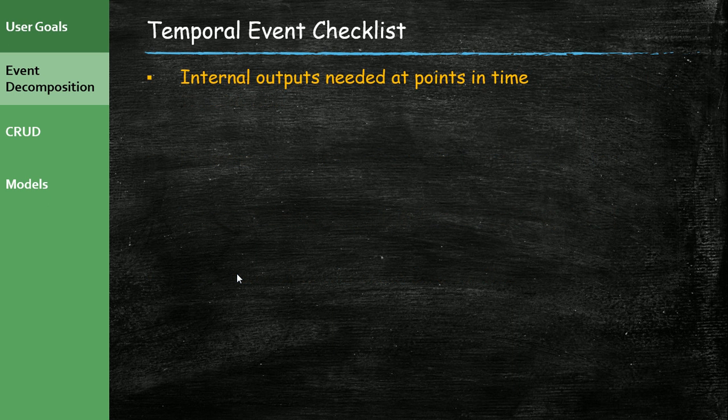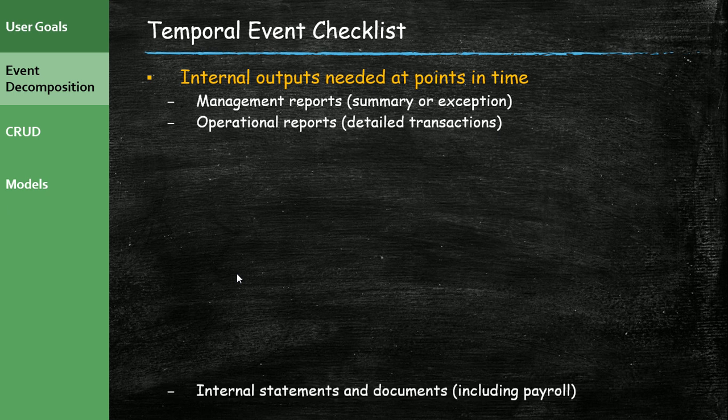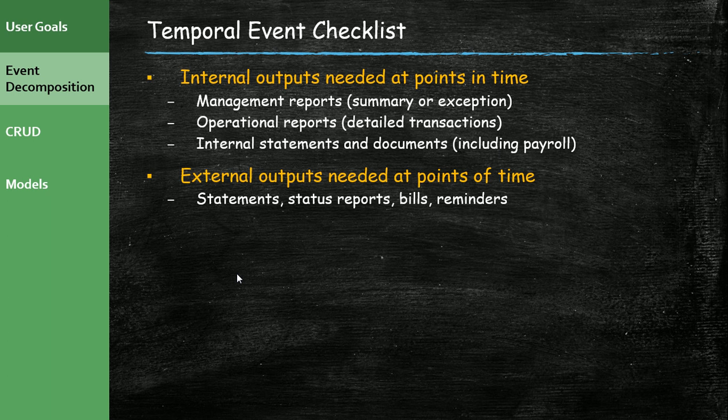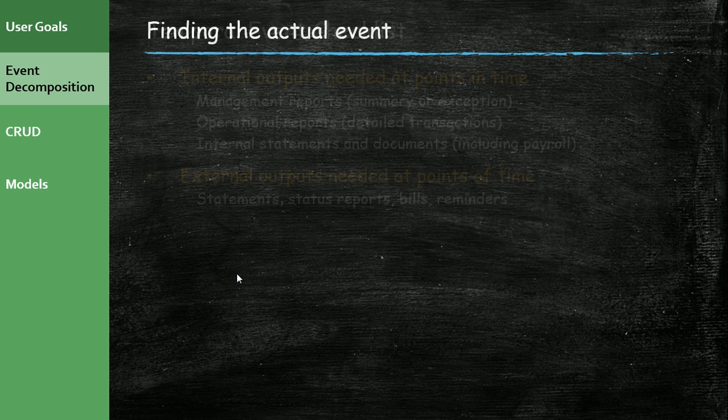Temporal events could be things like internal outputs needed at points in time. So management reports, operational reports, internal statements and documents. External outputs needed at points in time. So statements, status reports, bills, reminders, all that kind of stuff that happens at a certain point in time would be our temporal events. So how do we find these events?